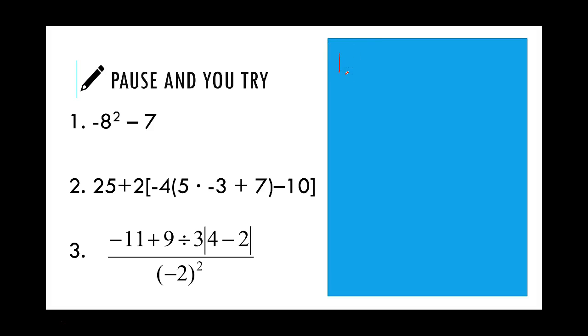Okay, so the first one will look like this. So when I go to do the exponent here, so I'll write your PEMDAS up top here. So when I go to do the exponent, it doesn't have parentheses, so then this is just 8 times 8 with the negative out front. So that would have yielded you a negative 64 minus the 7, and then that's going to give you what? A negative 71.